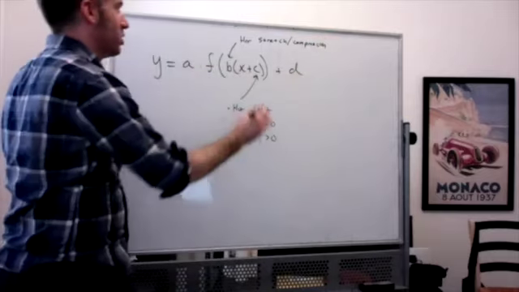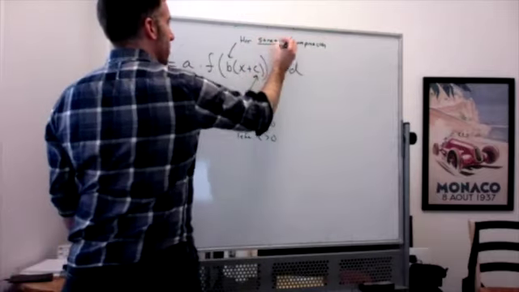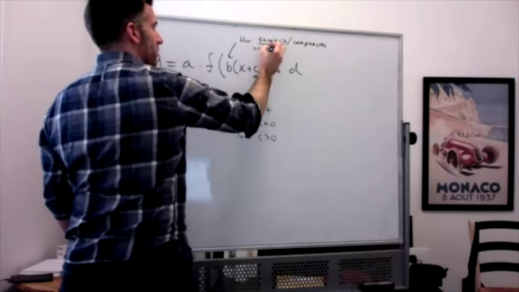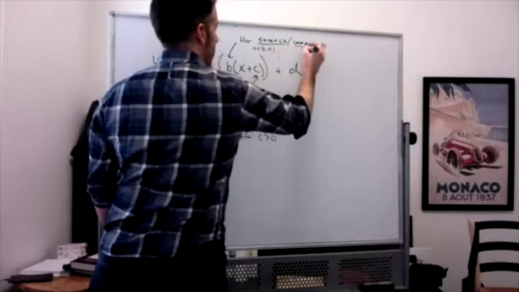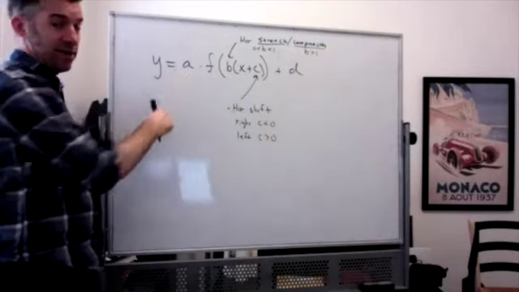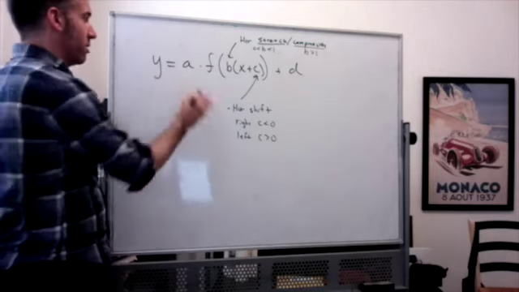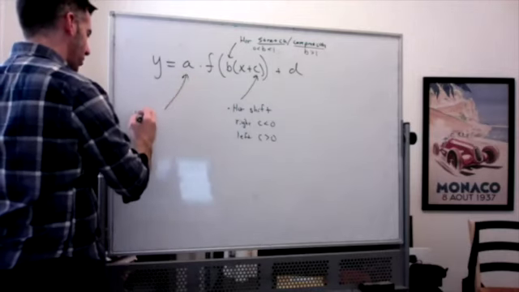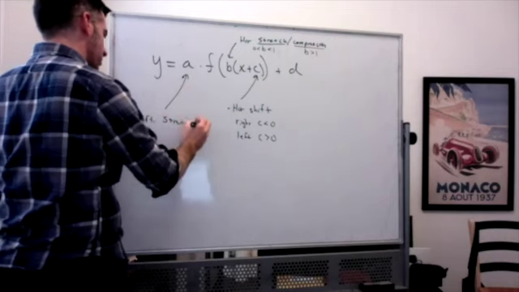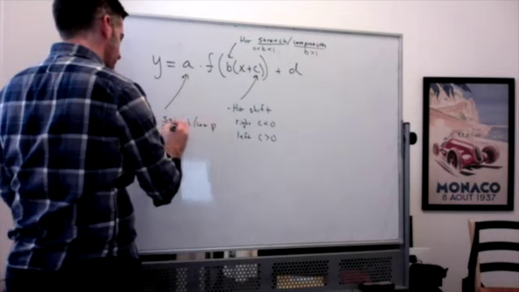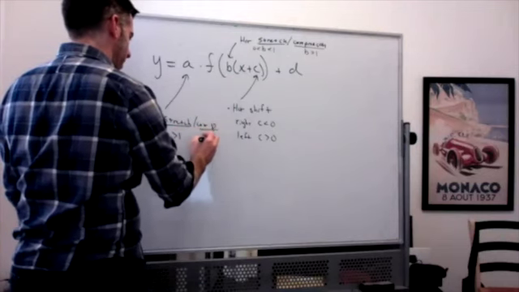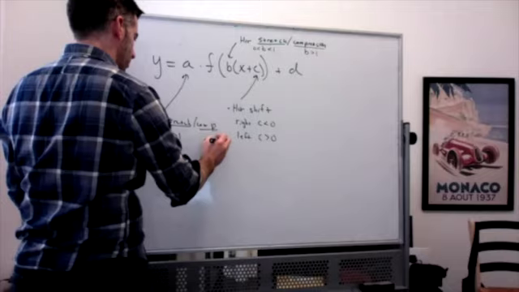It's a stretch if your b is between 0 and 1. It's a compression if b is larger than 1. The multiplying by a on the outside affects it vertically. That's going to be a vertical stretch or compression. It's going to be a stretch if a is greater than 1, compression if a is between 0 and 1.